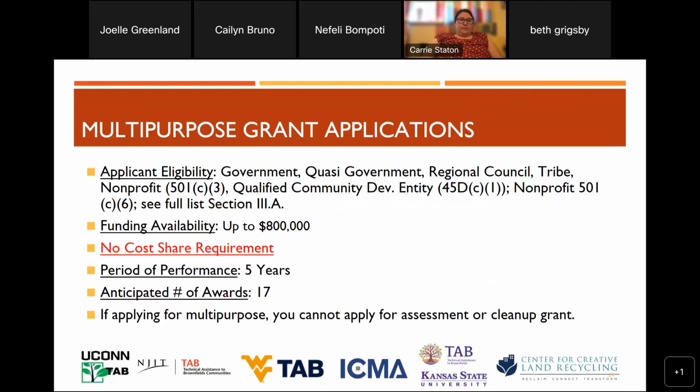Eligibility for multi-purpose grants, again, very similar to all the others, and you should double check for specifics on some of these qualified community development agencies or collections of agencies that are eligible. Funding this year for multi-purpose is up to $800,000. There is no cost share requirement for these grants this year either. The period of performance is 5 years, and they expect to give out 17 of these awards. And if you apply for a multi-purpose grant, you cannot apply for an assessment grant or a cleanup grant in the same cycle.